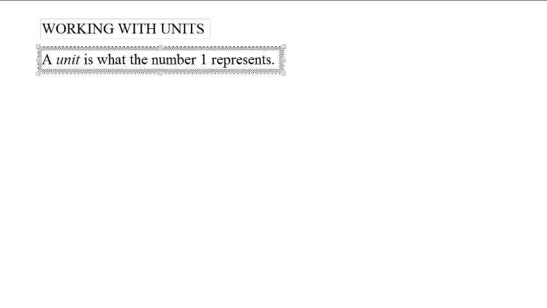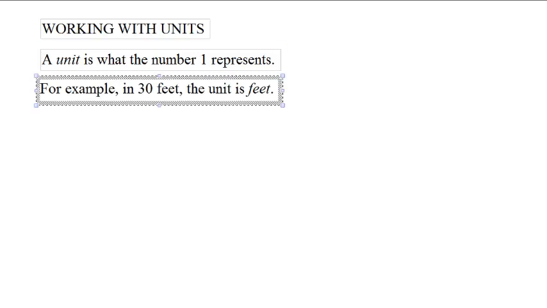Okay, the lesson for today is on working with units. Now, just to review, a unit is what the number 1 represents. For example, in 30 feet, the unit is feet. If we say 30 feet, what does it mean? What is 1? If 30 is 30 feet, then what is 1? 1 is 1 foot. And don't be too concerned about foot and feet; they sort of represent the same unit.